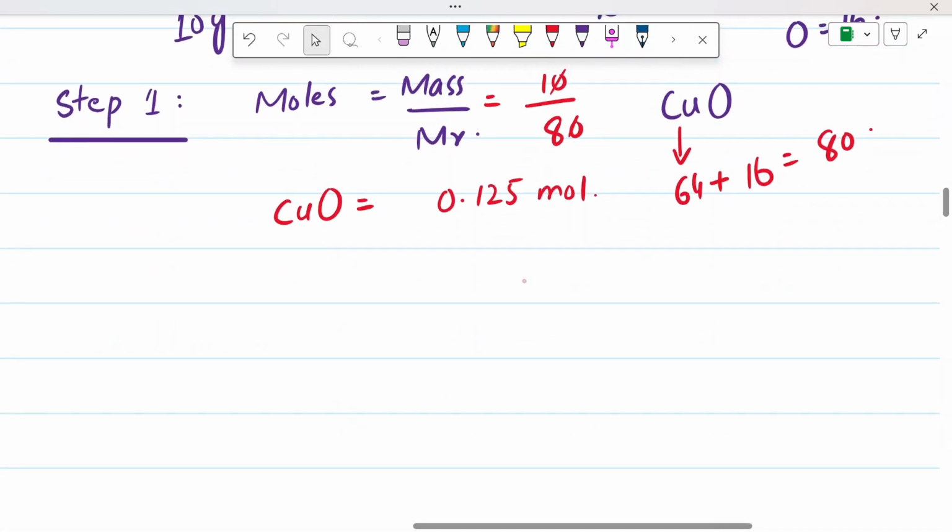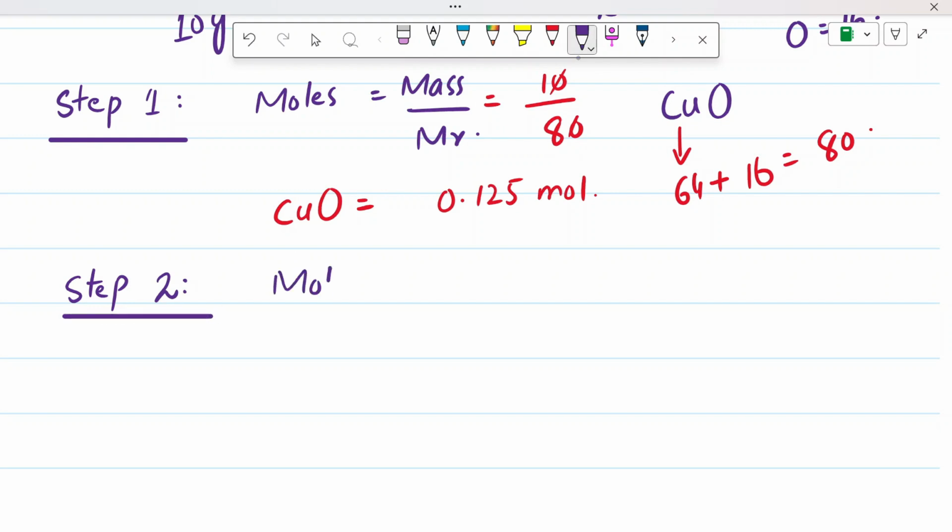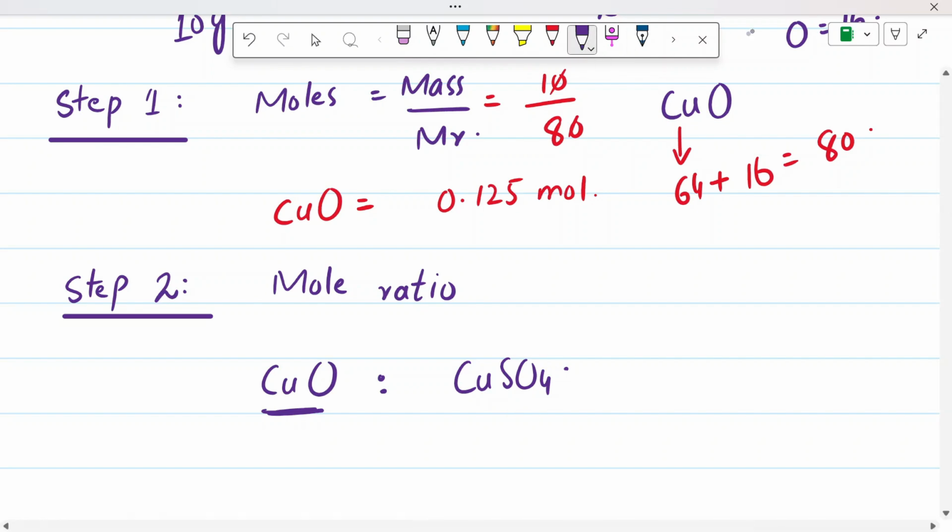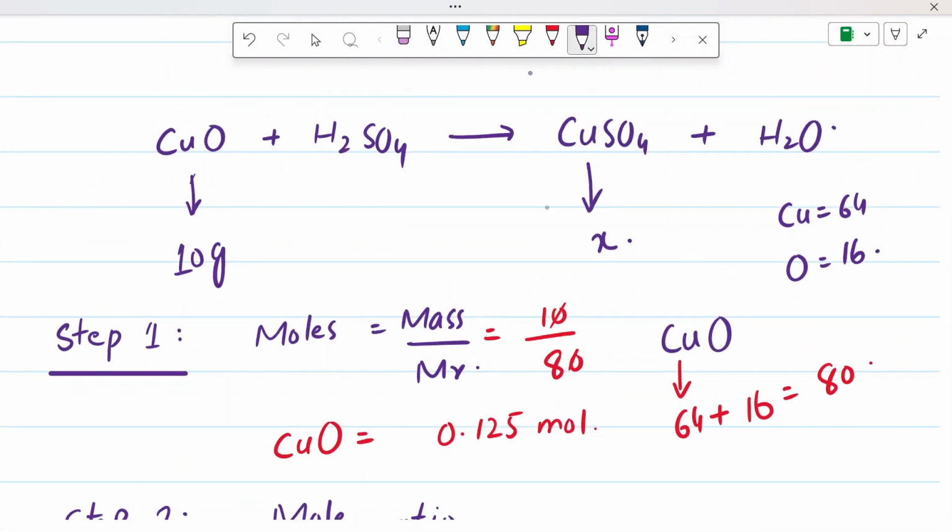We have another step. What is step number 2, Laura? Do you remember the second step? Mole ratio. Yeah, we go with the mole ratio. On one side we're going to write copper oxide, the known quantity, and on the other side we're going to write down the unknown quantity, copper sulfate, CuSO4. Step 2 is always done from the balanced chemical equation. Look, if we have one copper oxide, we have one copper sulfate. For 1, it means the ratio is the same for both. If this is 1, this is also 1.